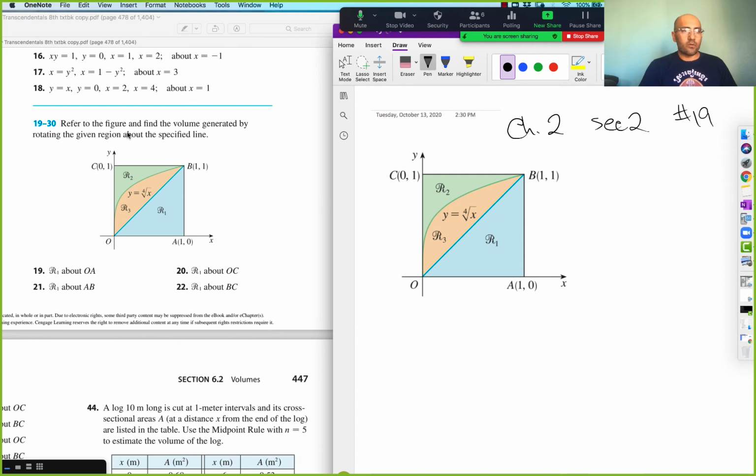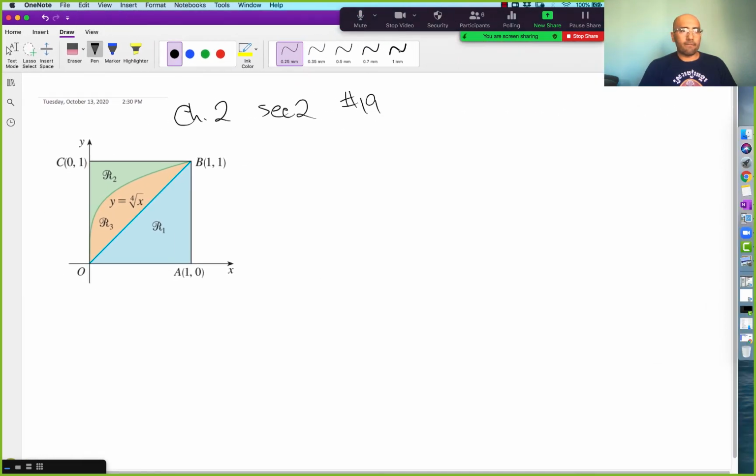Okay, so refer to the figure, volume generated given the region, specified about the line. Okay, so region 1, about the line OA. We want to rotate about this line OA. This line right here.